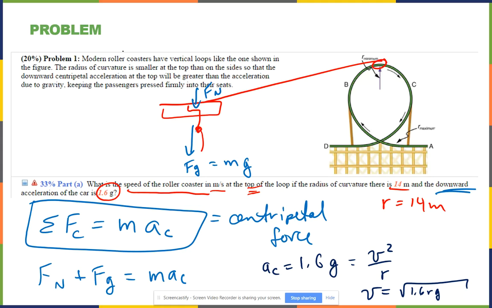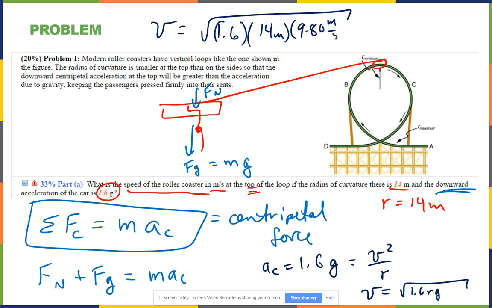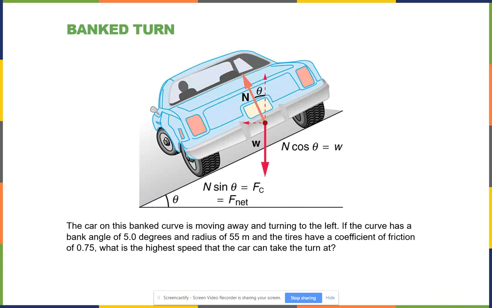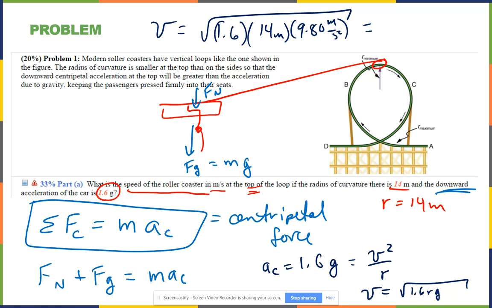this slide for, so I'll go up here. And technically it's plus or minus, but we don't care about the minus answer. Square root of 1.6 times the radius, which is 14 meters, times 9.80 meters per second squared. And I'll just quickly calculate that answer. And that's 14.8 meters per second.